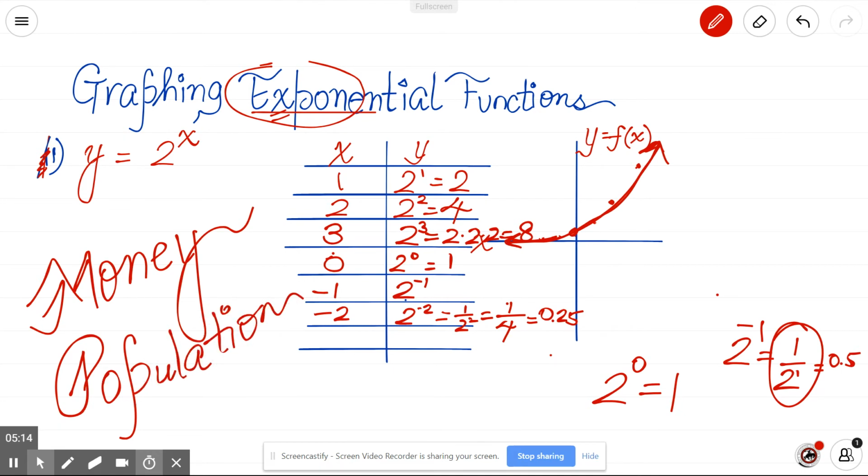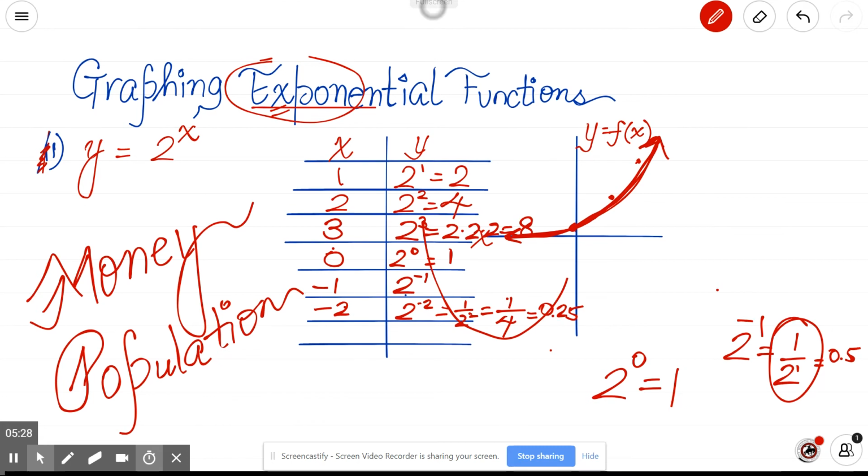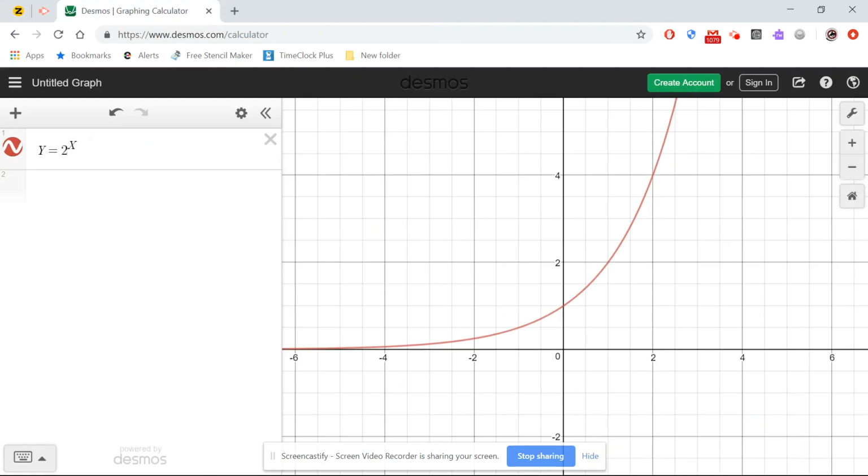So, students, remember it's not a linear relationship, it's an exponential relationship where a small change in x gives you a considerably large change in y. So, hope this made some sense. I have also graphed the same function on Desmos, and that's what I'm going to show you here.